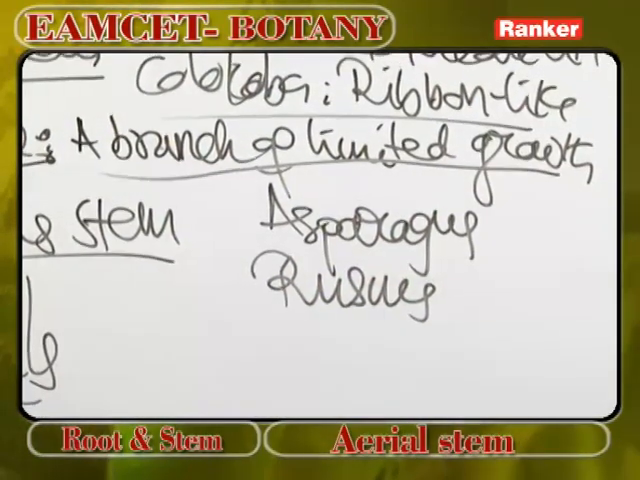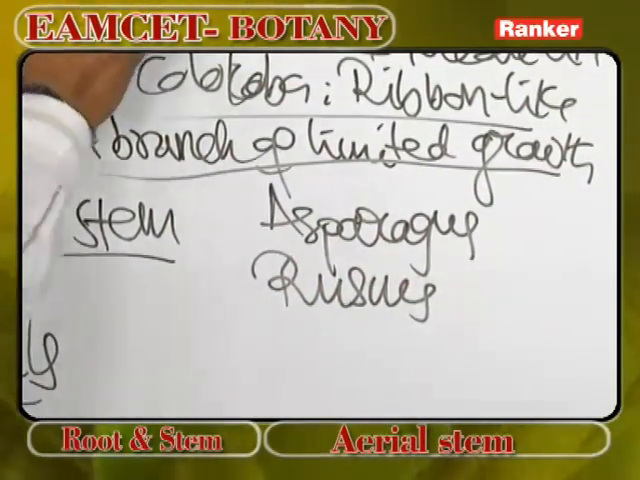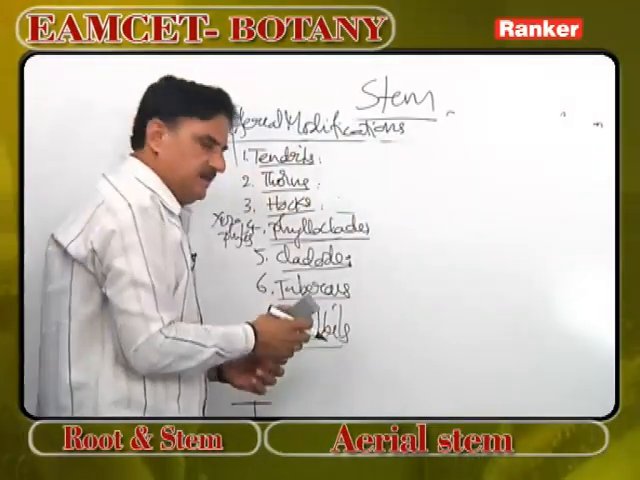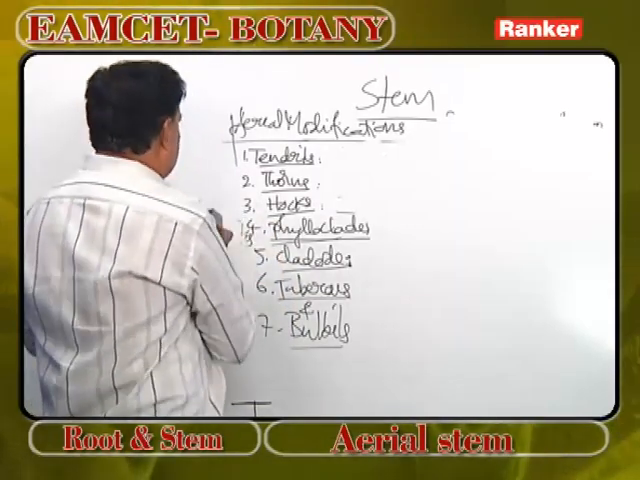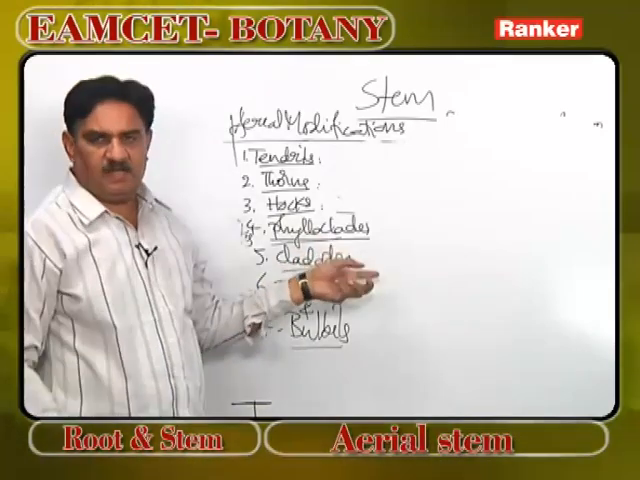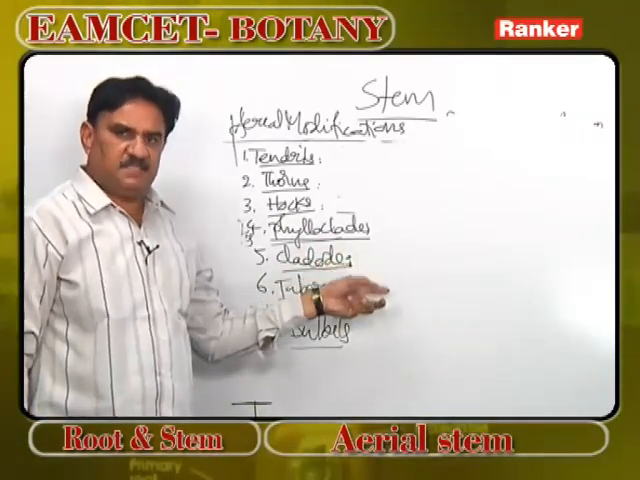Cladodes are found in asparagus and ruscus. In asparagus, cladodes develop from the axils of the spines, and they are branches of limited growth performing photosynthesis. In ruscus, cladodes develop from the axils of scale leaves.